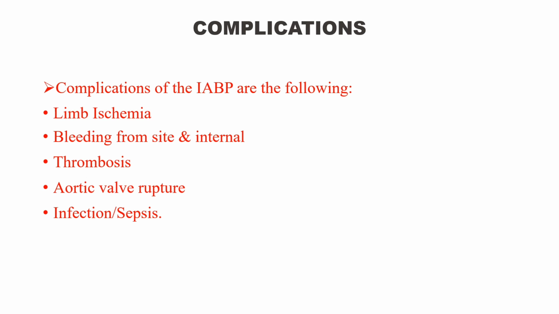Coming to the complications. IABP therapy can be very helpful and can sometimes even be life-saving, but it does have some risks. These include limb ischemia, which is damage from lack of blood flow to the limb, and low platelet count, which might cause excess bleeding because your blood does not clot as well. Another complication is bleeding from the site and internal bleeding, thrombosis, aortic valve rupture, and incorrect positioning of the balloon, which might cause injury to the kidneys or other problems. And finally, infection and sepsis.